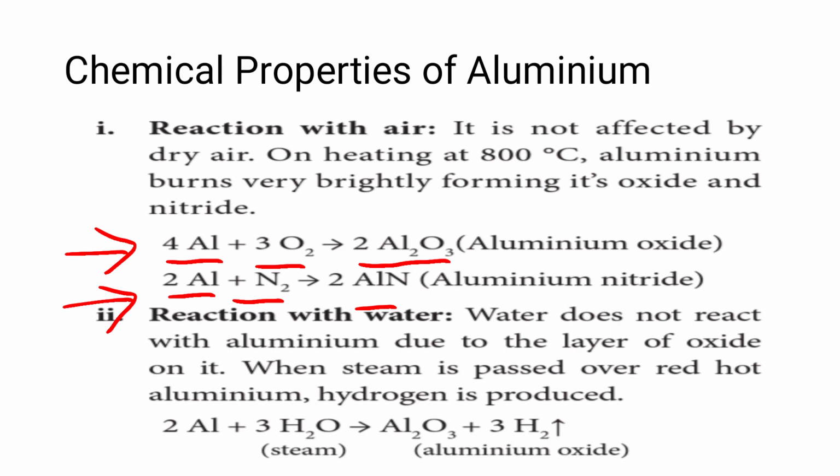Reaction with water. Water does not react with aluminium due to the layer of oxide on it. When steam is passed over red hot aluminium, hydrogen is released. Normally water doesn't show any reaction with aluminium because the aluminium surface is coated with oxide. But with steam, the heated water, aluminium can react to produce aluminium oxide. So you can see Al plus H2O gives aluminium oxide, and during that, what gas is released? Hydrogen gas is released.